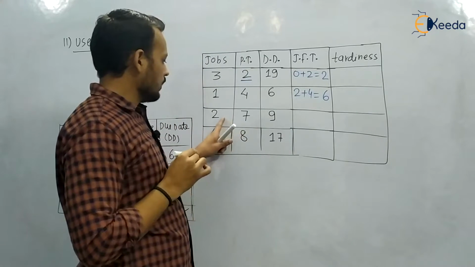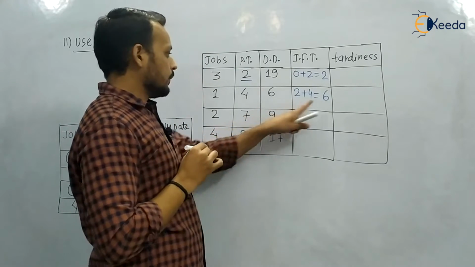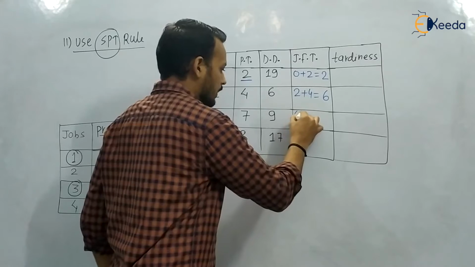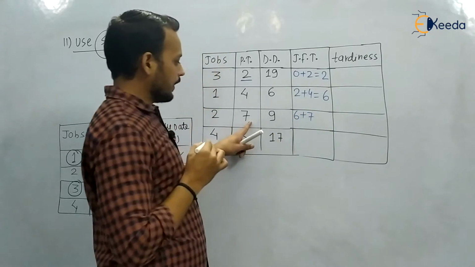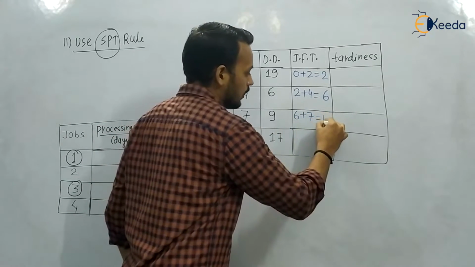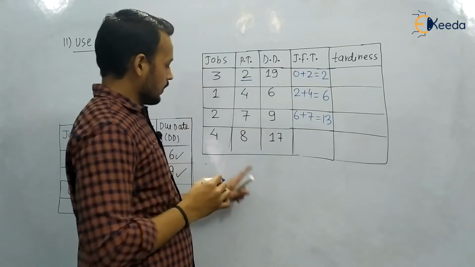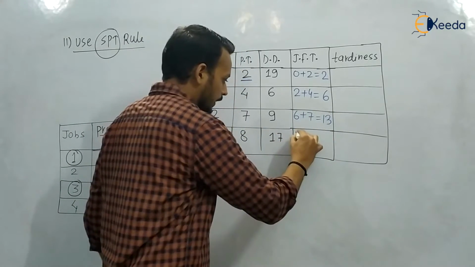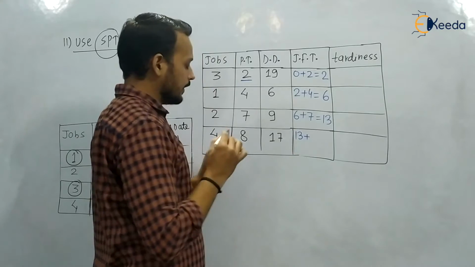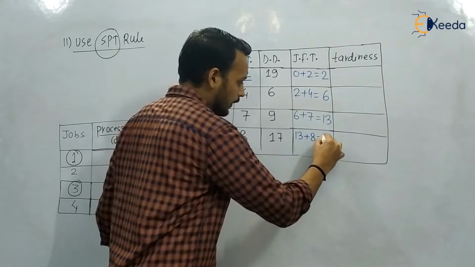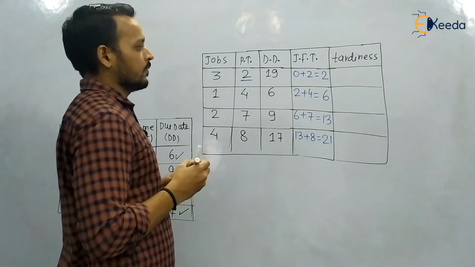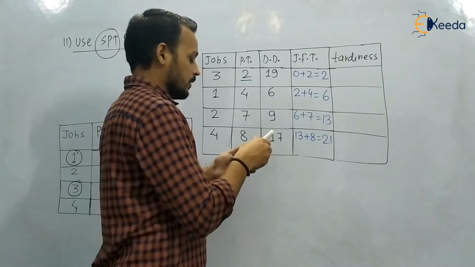Here for job number 2 it will wait for 6 days and the processing is taking 7, so the total job flow time is 13. Now for the last job, the waiting time is 13 days plus the processing time is 8, so it will take 21 days. Now the tardiness, look at the tardiness.